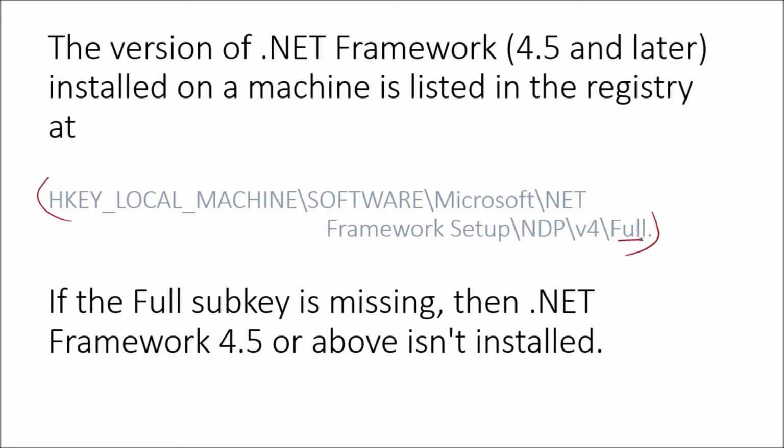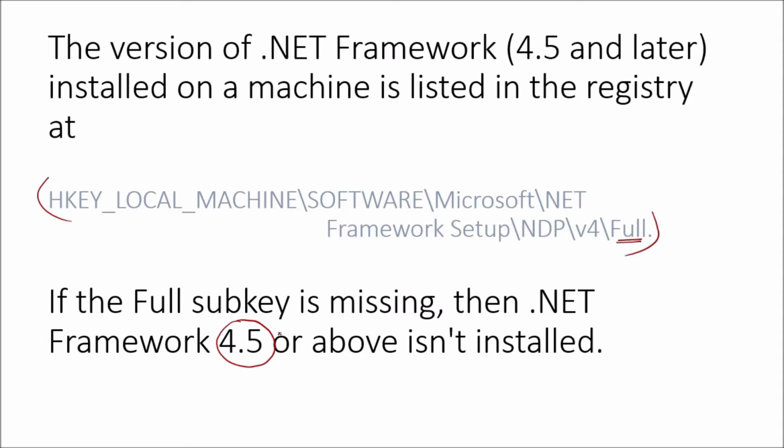And if you don't have this subkey present, it means you don't have 4.0 and above version installed on your machine. If you have this subkey, it means you have 4.5 or above version installed. If you don't, then you have an earlier version of .NET framework. So let us go to Windows registry and check for this subkey.